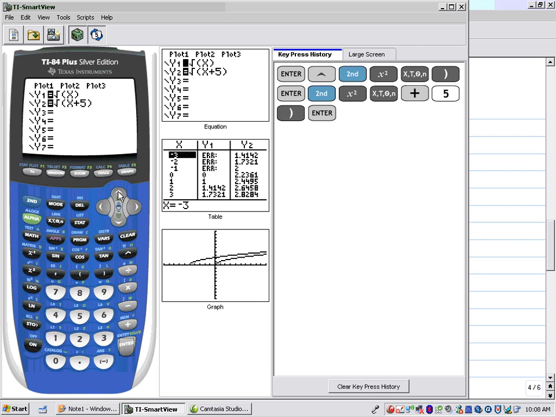Well, let's see what happens when we subtract a number on the inside of that radical. What was that? Minus 6.